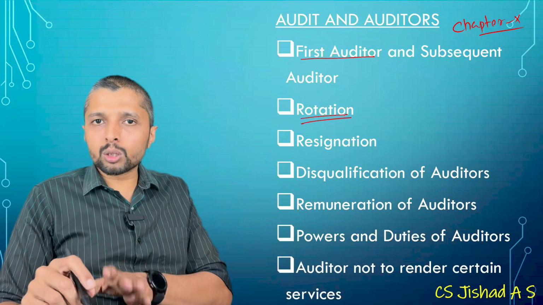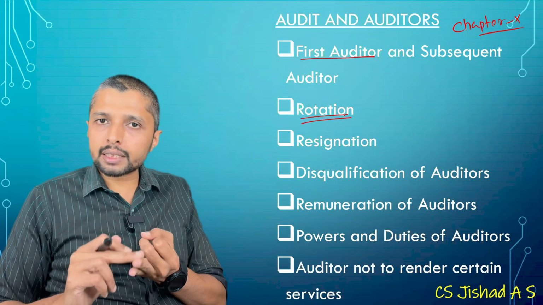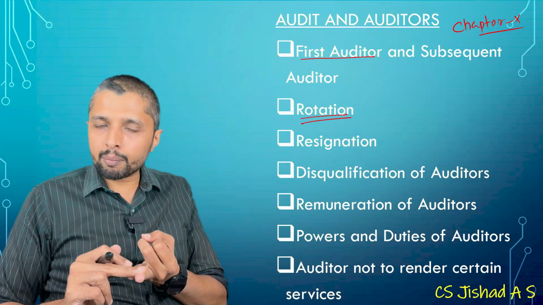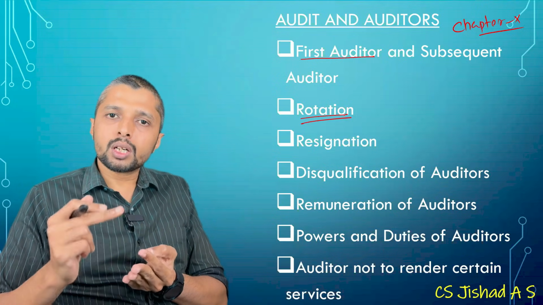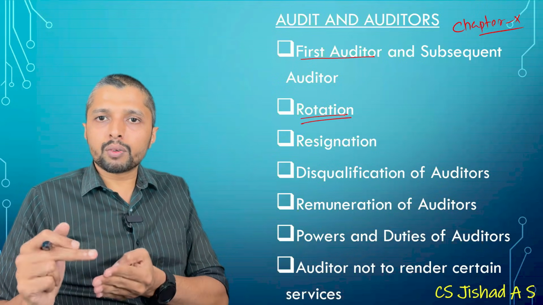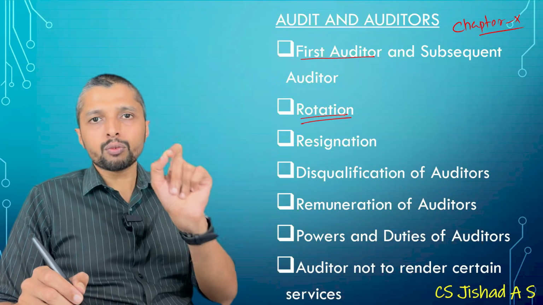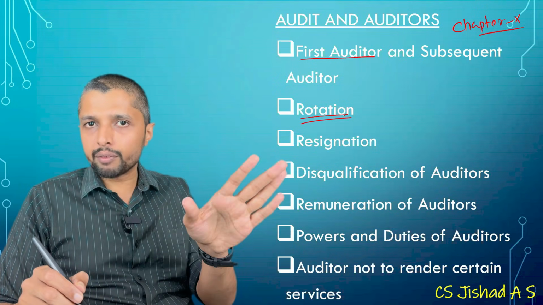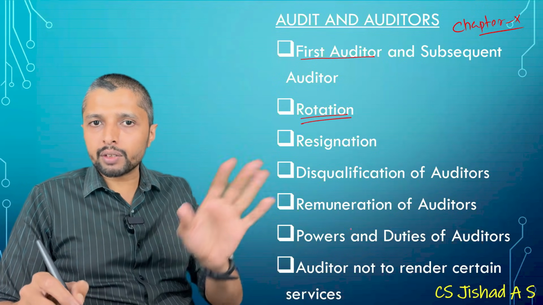Rotation is applicable to certain prescribed classes of companies like listed company, then unlisted public company having paid up capital of 10 crore or above, private company having paid up capital of 50 crore or above, then any other company having loan from bank or PFI of 50 crore or above. Rotation means an individual gets one term of consecutive 5 years, after that a 5 year cool off. A firm gets 2 terms of consecutive 5 years, after that a 5 year cool off.